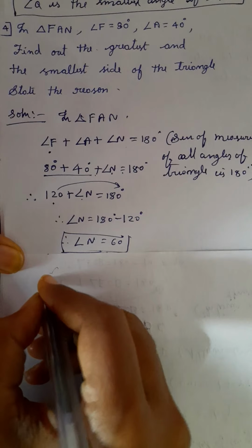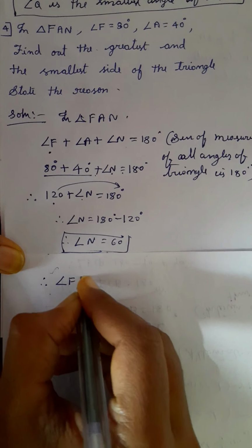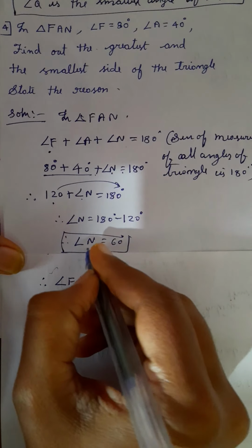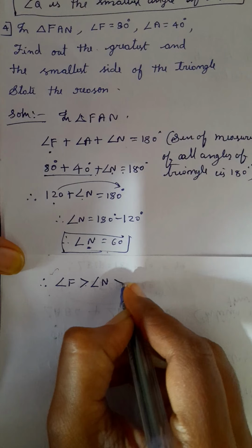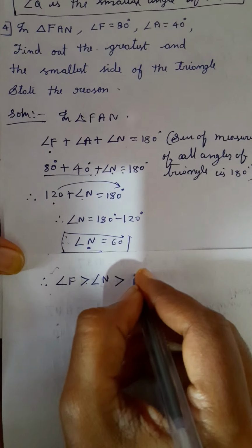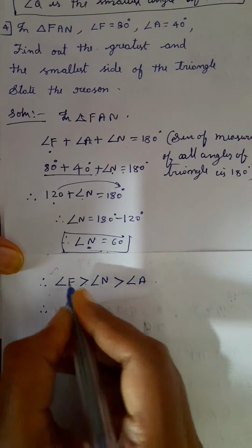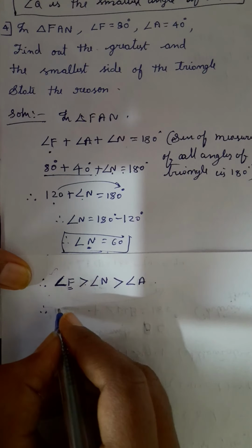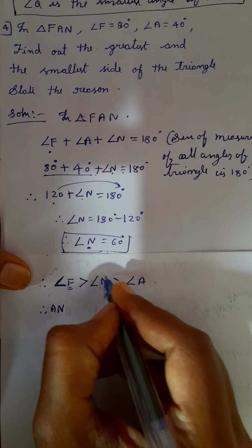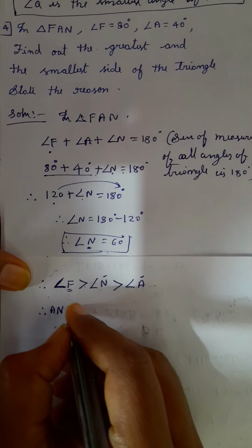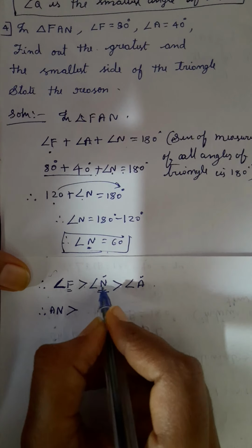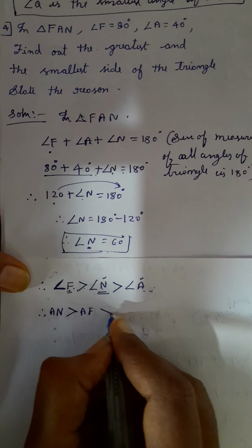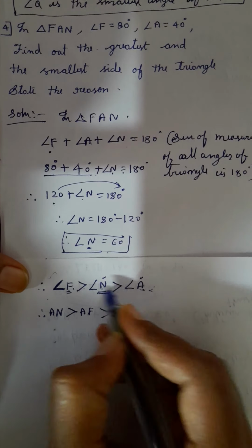Therefore angle F is the greatest. Angle F is 80 degrees, greater. Next, 60 degrees, that is N. Next will be 40 degrees, that is angle A. Therefore the opposite side of F is NA, or AN, we can write. Of the remaining two, opposite of N, leaving N, the remaining two points F and A, AF. Next, the angle A, and the opposite side should be NF.